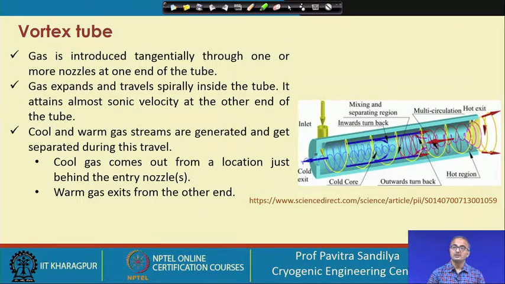As I told you, depending on the design, variations are possible: we may have only one exit, not two separate exits, with both the warm and the colder stream coming out at the same end. Also, depending on the aspect ratio, that is the length to diameter ratio of the vortex tube, the amount of energy separation and mass separation will differ.